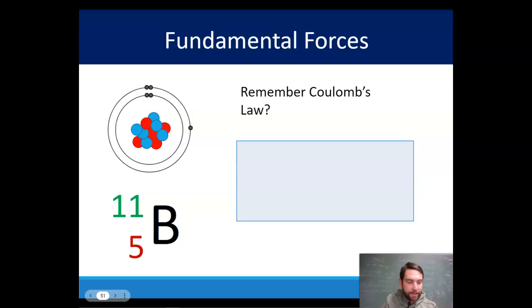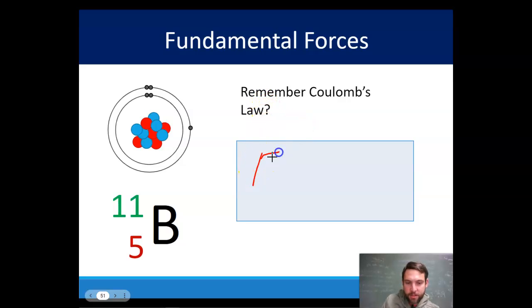All right, so let's go ahead and take a little detour and think about some fundamental forces. Because inside of the atom, we have one of our fundamental forces at play, but it's one that we haven't specifically talked about. We have talked about another fundamental force, and that is the electromagnetic force. And when thinking about the electromagnetic force, we have Coulomb's law.